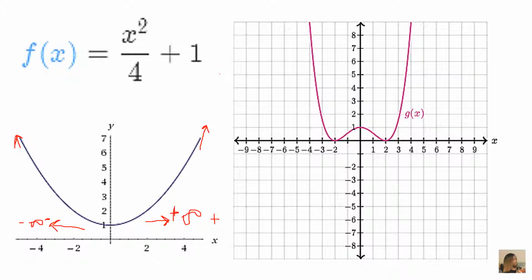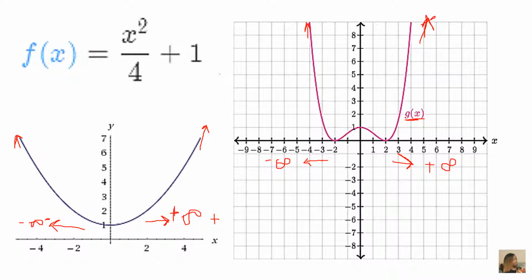Now, what about g of x? For g of x, as the domain approaches negative infinity, we see that the graph continuously increases on the left-hand side. And as the domain approaches positive infinity, to the right, we see that the graph also continuously increases infinitely, okay?